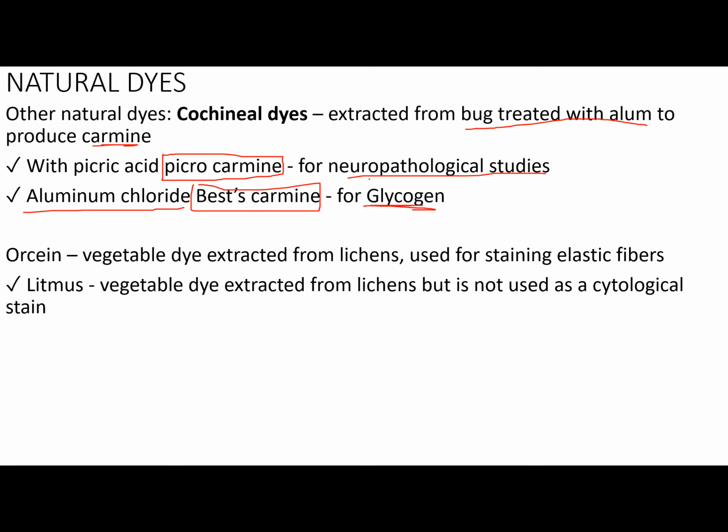glycogen. Then we have Orcein, another natural dye. This is a vegetable dye extracted from lichens, used for staining elastic fiber. Litmus is a vegetable dye extracted from lichens but is not used as a cytological stain.